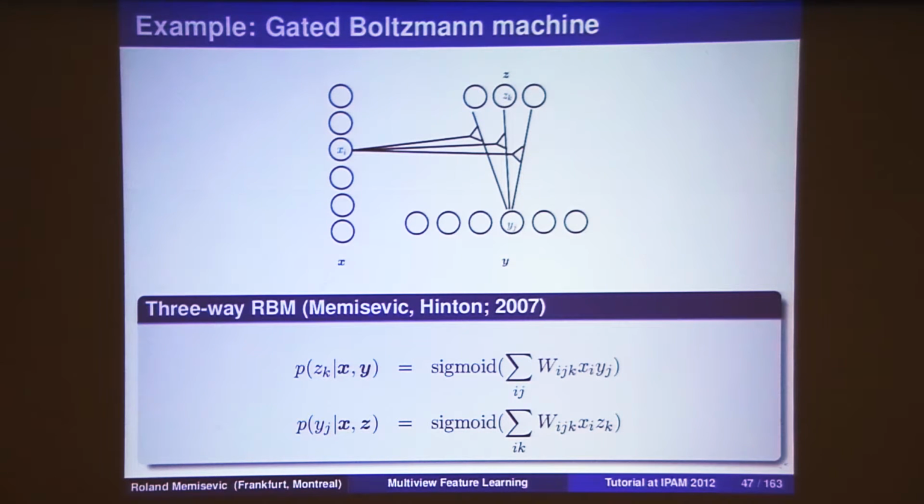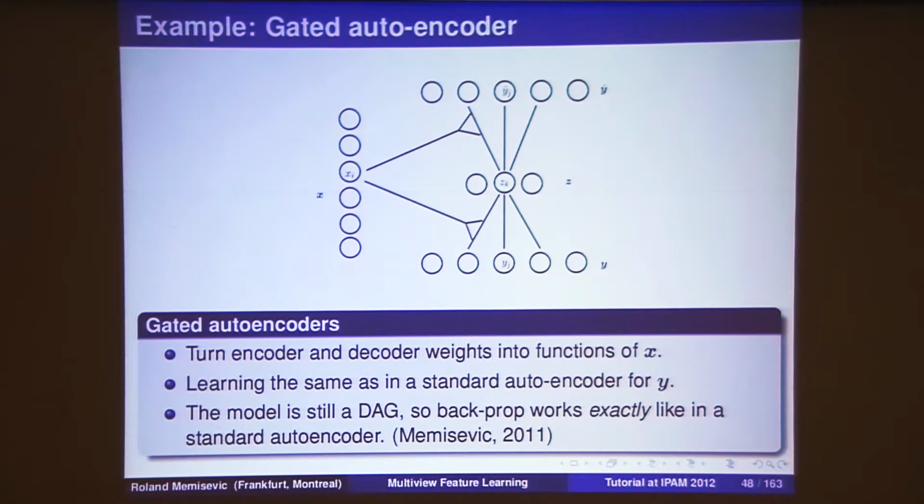And when you do inference, you compute your standard inference equations, and what you get is, as usual, a sigmoid applied to some linear function, and this linear function is actually a bilinear function on xy. And for reconstruction, you get a bilinear function on xz, and nothing else changes. Okay, that's the RBM.